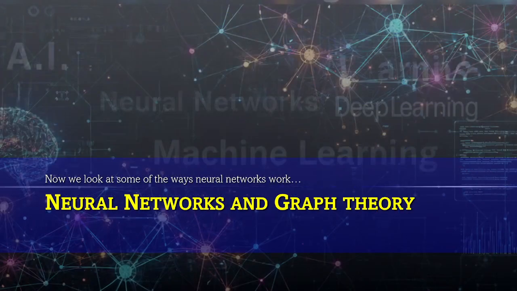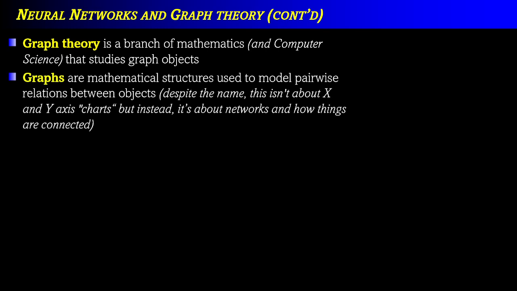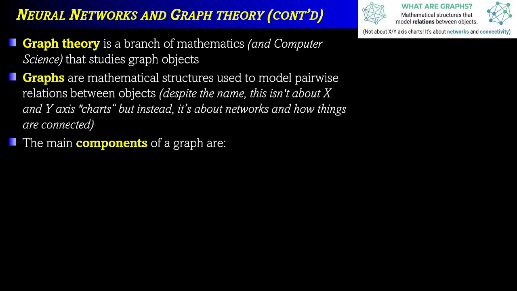All right, so now let's look at some of the ways in which the neural network actually works. Let's compare neural networks with graph theory. Graph theory is a branch of mathematics and computer science that studies graph objects. Graph objects we're familiar with as simple as the XY graphs. These are structures that are used to model pairwise relationships. So despite the name, it isn't just about X and Y axis charts, but instead it's about a network of objects and how they are connected.